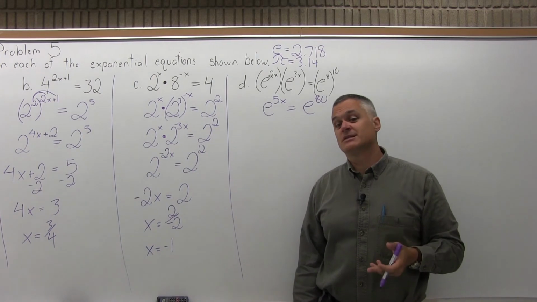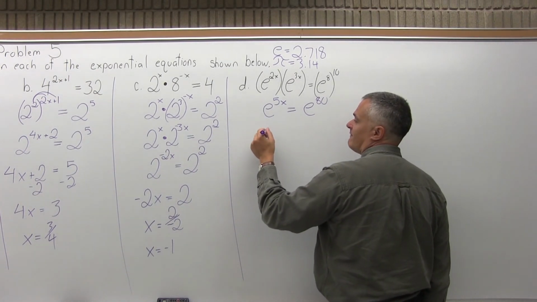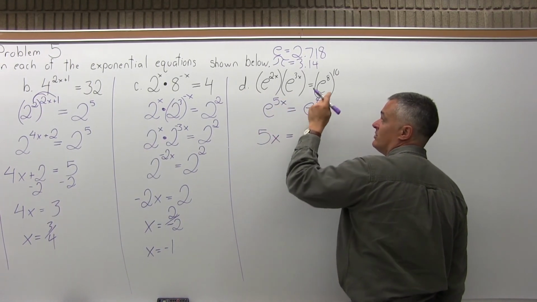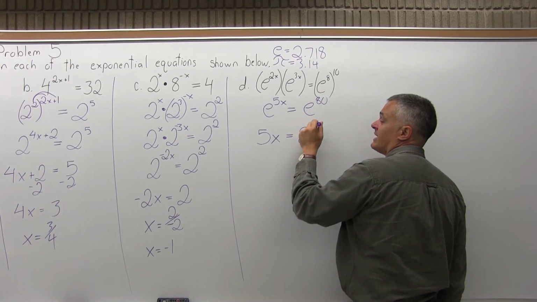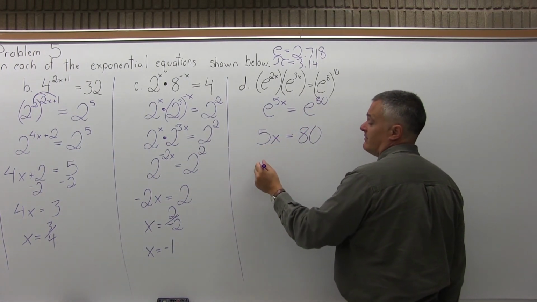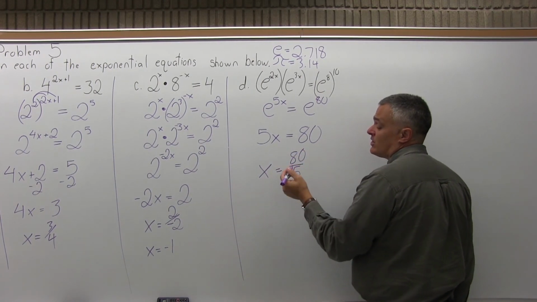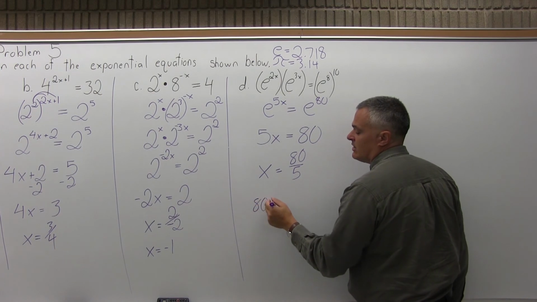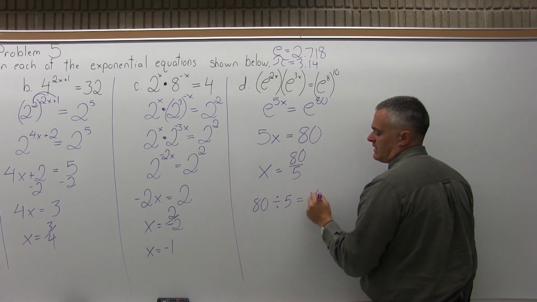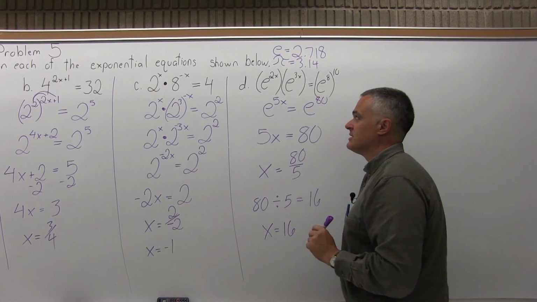So now the base is the same on both sides. So I can set the exponents equal to each other. I have 5x as the exponent from the left side of my equation is equal to 80, the exponent from the right side of the equation. Now just solve for x. Divide out the 5. So x equals 80 over 5. Now I happen to know that that reduces to 16. You might not recognize it, so just use your calculator. 80 divided by 5 equals, and the calculator will tell you it's 16. So x is 16 is the answer for part D.